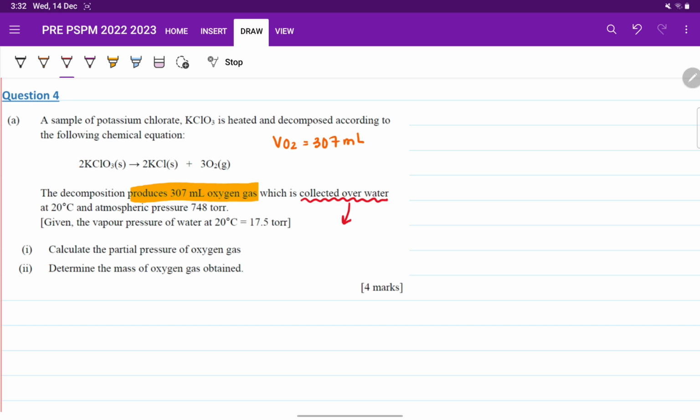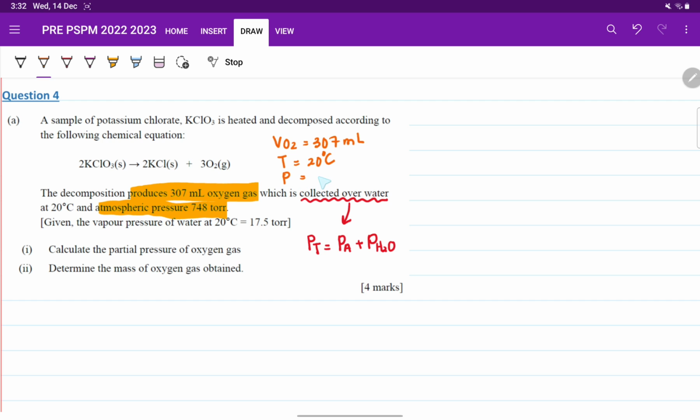So yang mana salah satu equation yang kita bincangkan dalam Dalton's law, we have collecting gas over water, where we have P total equals to P gas, saya letak dekat sini sebagai A is our gas, plus partial pressure of our water vapor. So this will be the equation when we talk about collecting gas over water. And then given to us the temperature. So saya tulis kat sini temperature adalah 20 degrees Celsius. And then the atmospheric pressure is 748 torr.